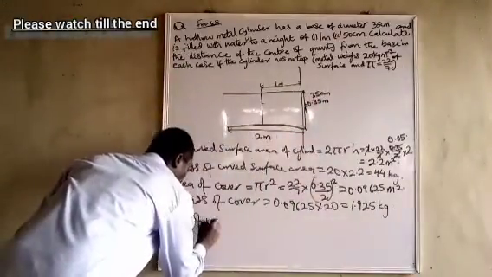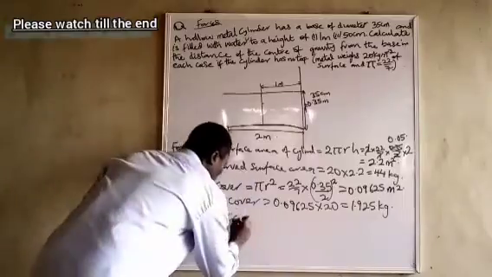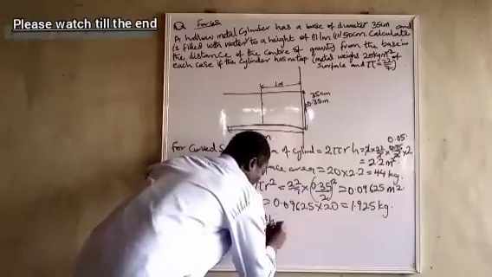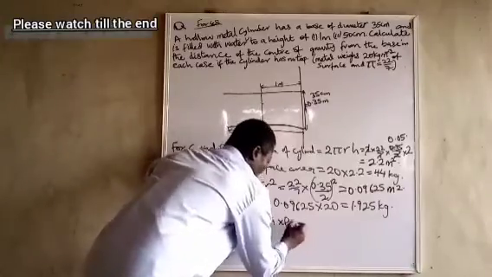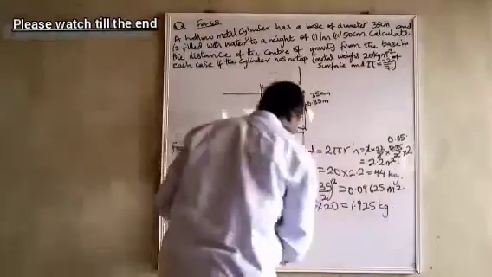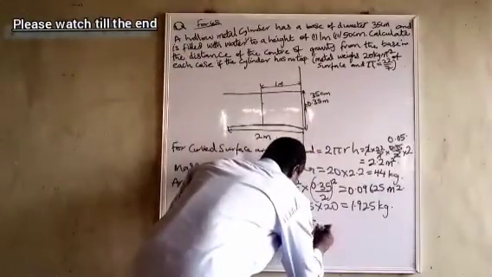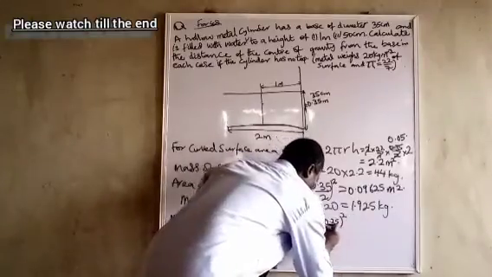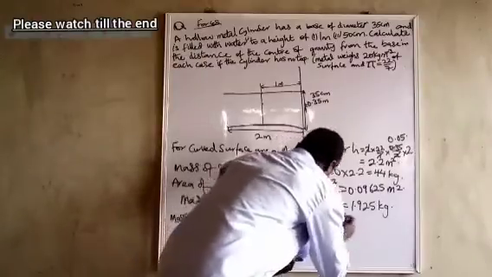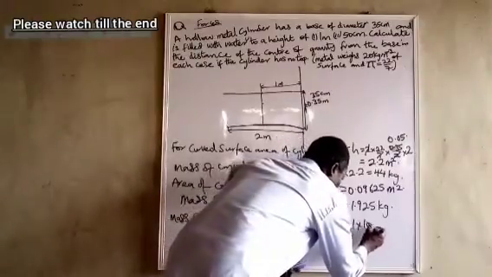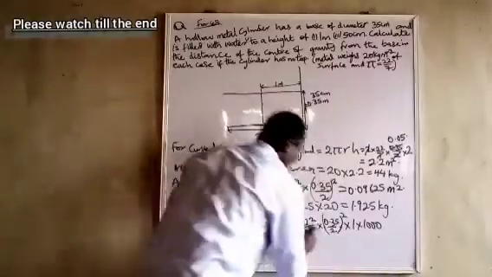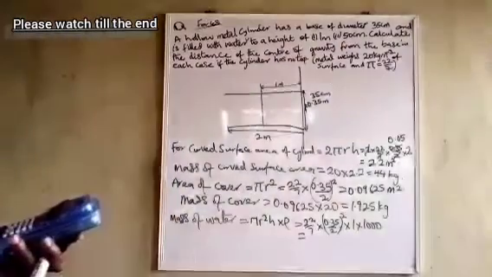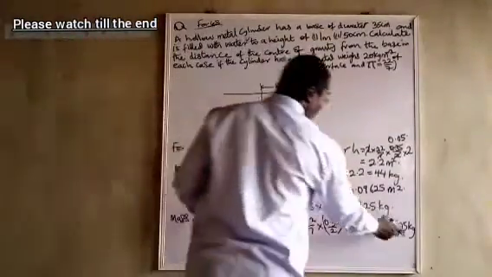Let's now see the mass of the water. Mass of water is going to be pi r squared height times density. And we know the density of water is 1000 kilograms per meter cube. So I'm going to have 22/7 times 0.35 over 2 squared times 1 times 1000. And that gives me 96.25 kg.